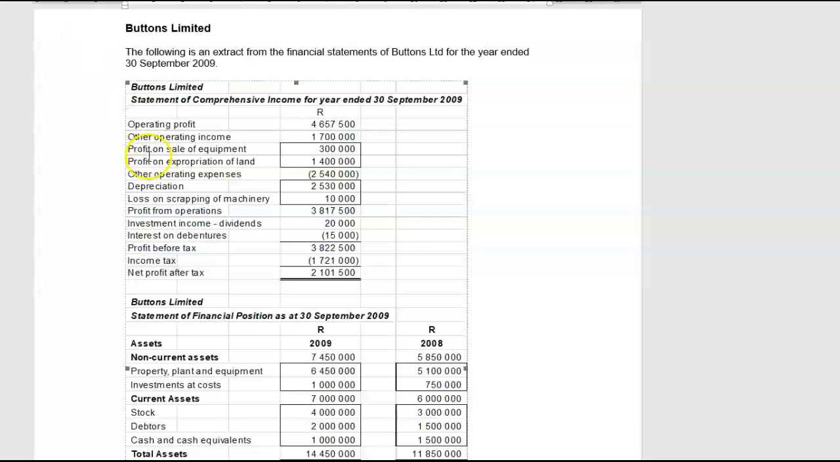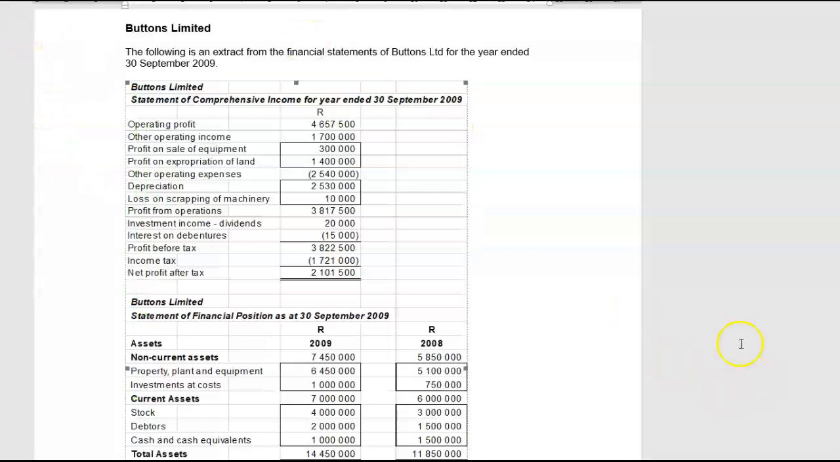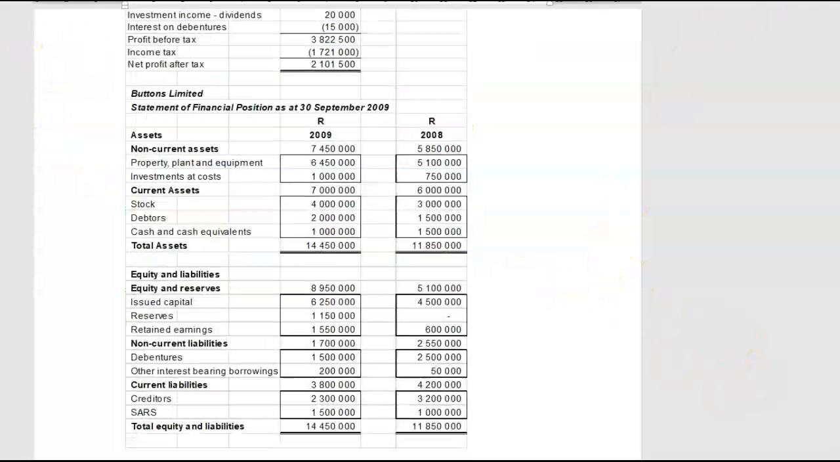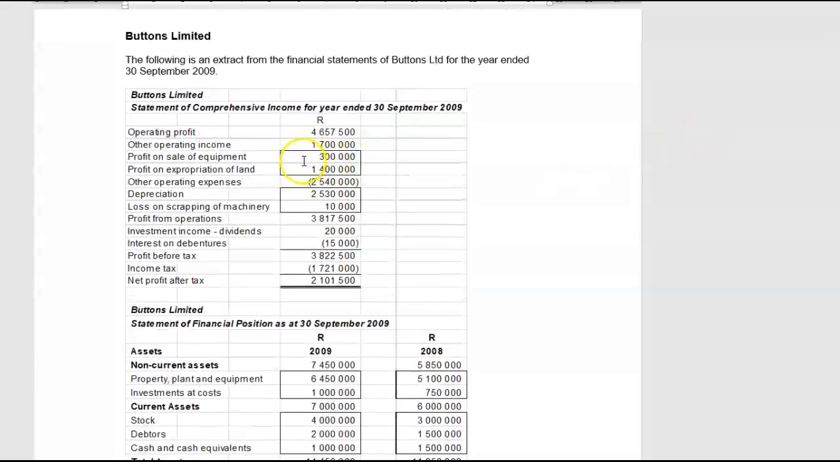Now guys, clearly, I cannot color in something. It's because these lazy lecturers just copy and paste. If we just add in something from an Excel spreadsheet, then we're fairly screwed. Profit on sale of equipment, 300,000.